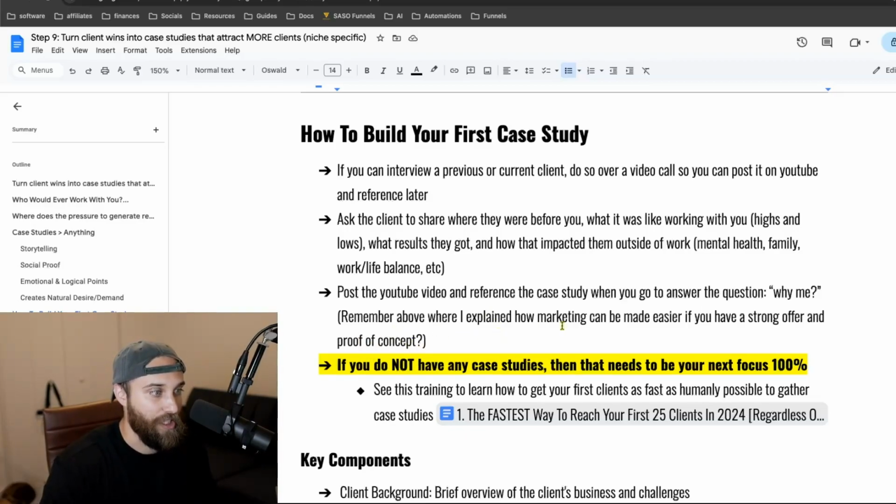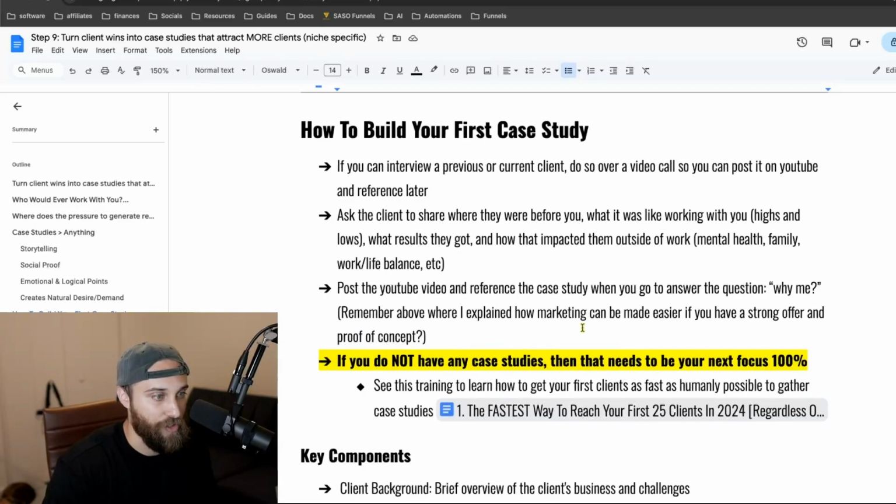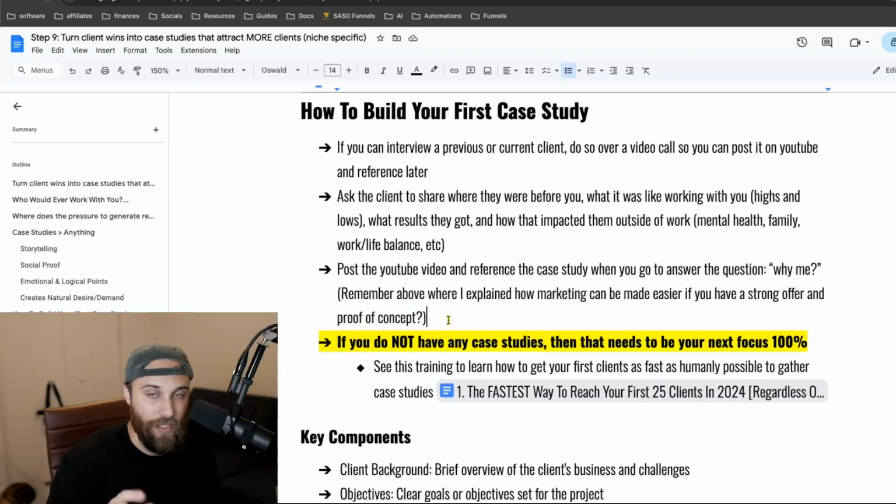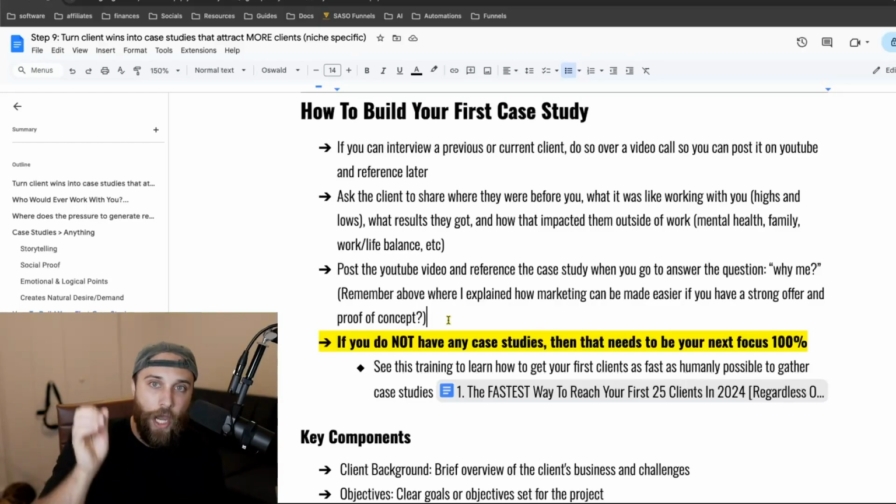And again, I explained above how marketing can be made easier if you have a strong offer and proof of concept. This is now proof of concept. If you do not, listen to me, if you do not have any case studies, that needs to be your next focus 100% because it's going to make everything so much easier.